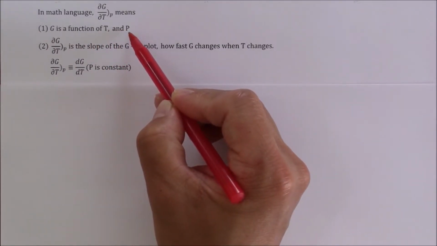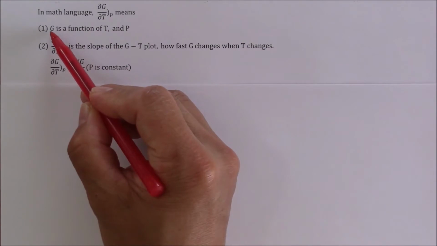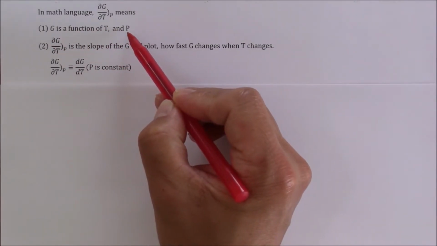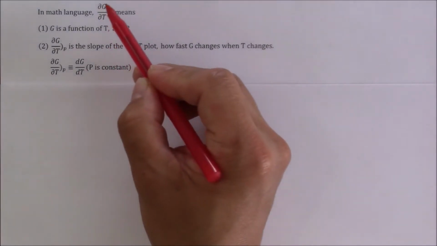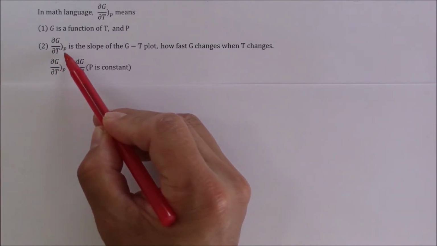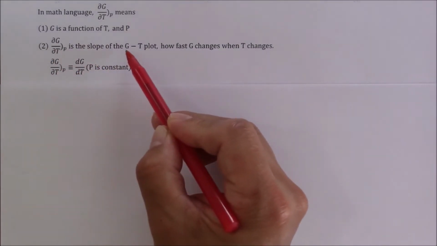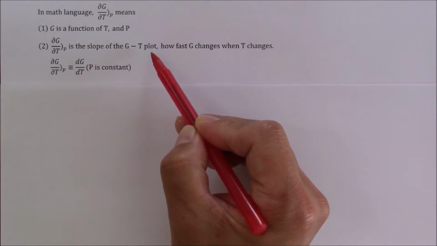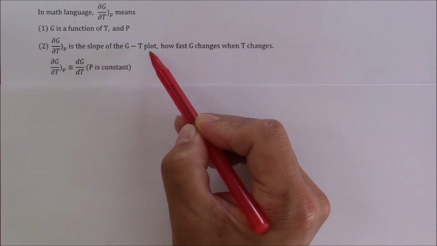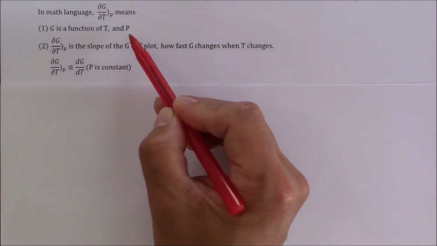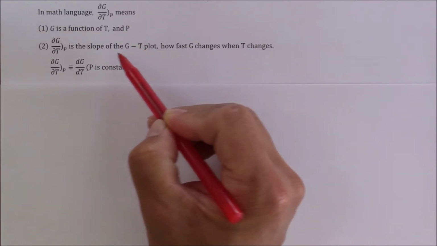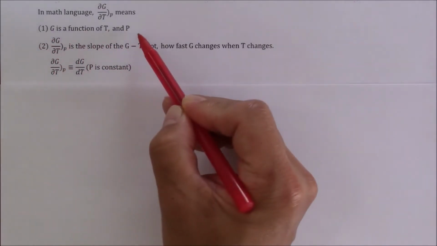If we want to visualize the change of g as a function of t and p, it should be a 3D plot. The second meaning of this symbol means partial g, partial t at constant p is the slope of the GT plot. I want to emphasize GT plot is a 2D plot, and GTP plot is a 3D plot. I'm going to explain how you get a 2D plot from a 3D plot in a moment.